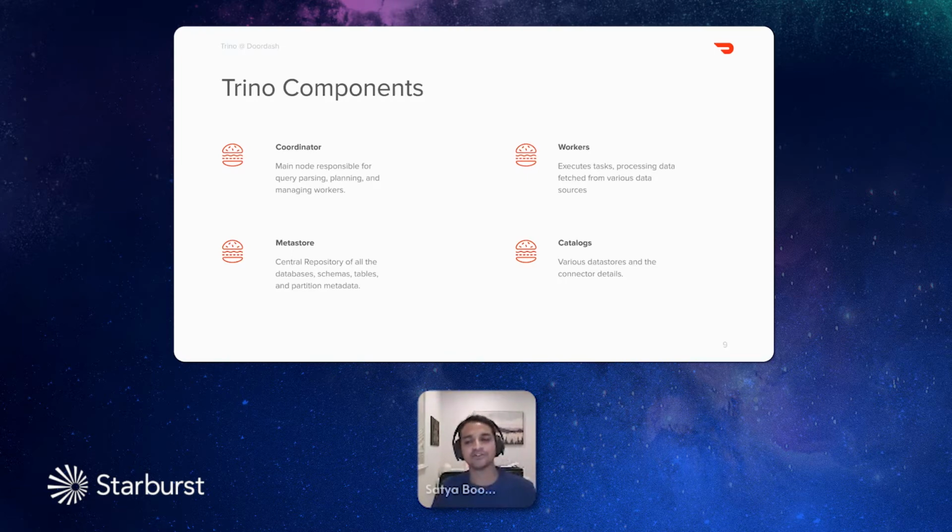And before I jump into how we are deploying it, I want to briefly cover the various components we deal with in Trino. First one being the coordinator, which is responsible for parsing the query, planning, and managing the workers. The second part is the workers, who are basically doing the heavy lifting in terms of fetching data from various tasks, processing it, and ultimately executing the tasks. The third one is the metastore, where we are storing all the information about the databases, schemas, tables, your partition metadata, and things like that. And the fourth part is the data sources, or the catalogs as we call them. These could be multiple data stores or sources of data we have, and the various connectors we need to use for them.